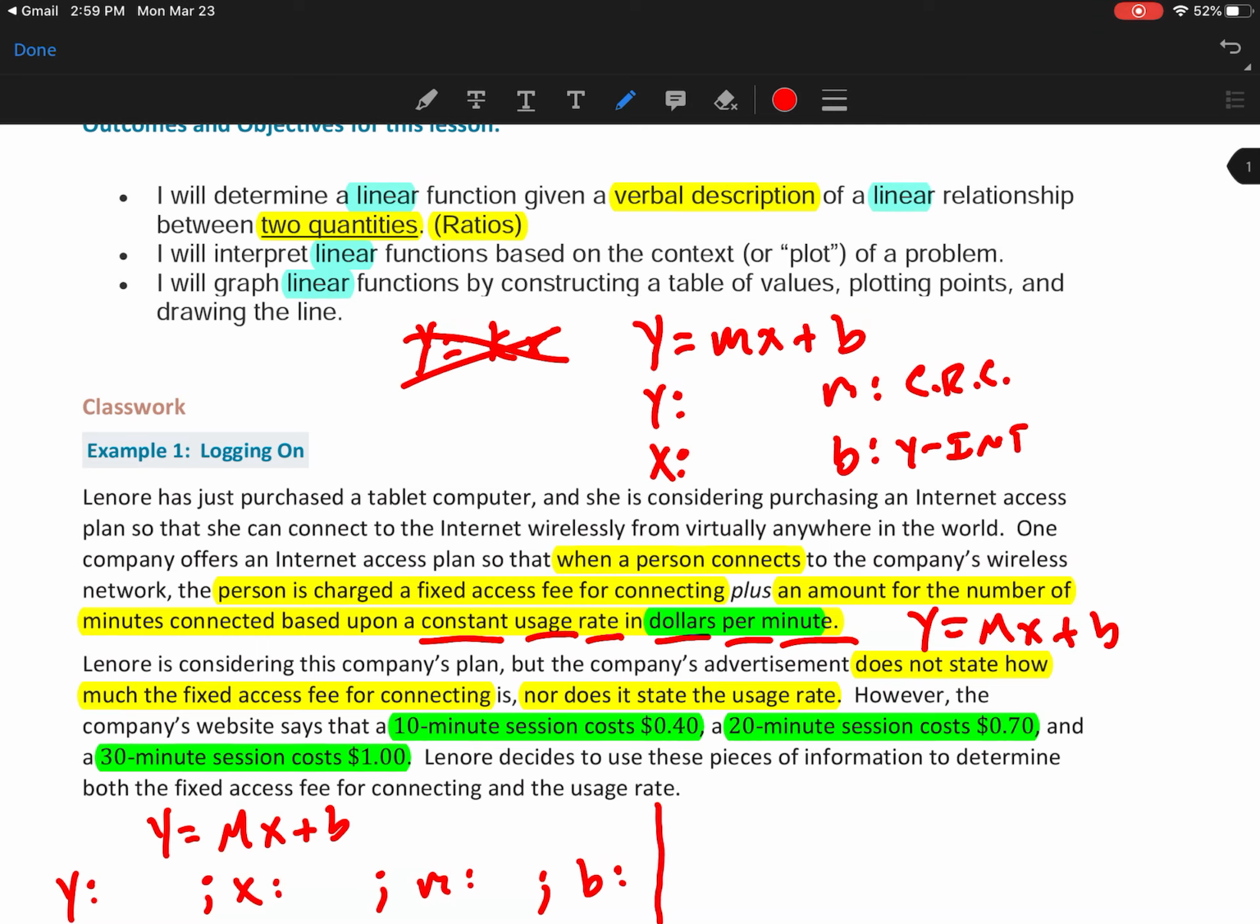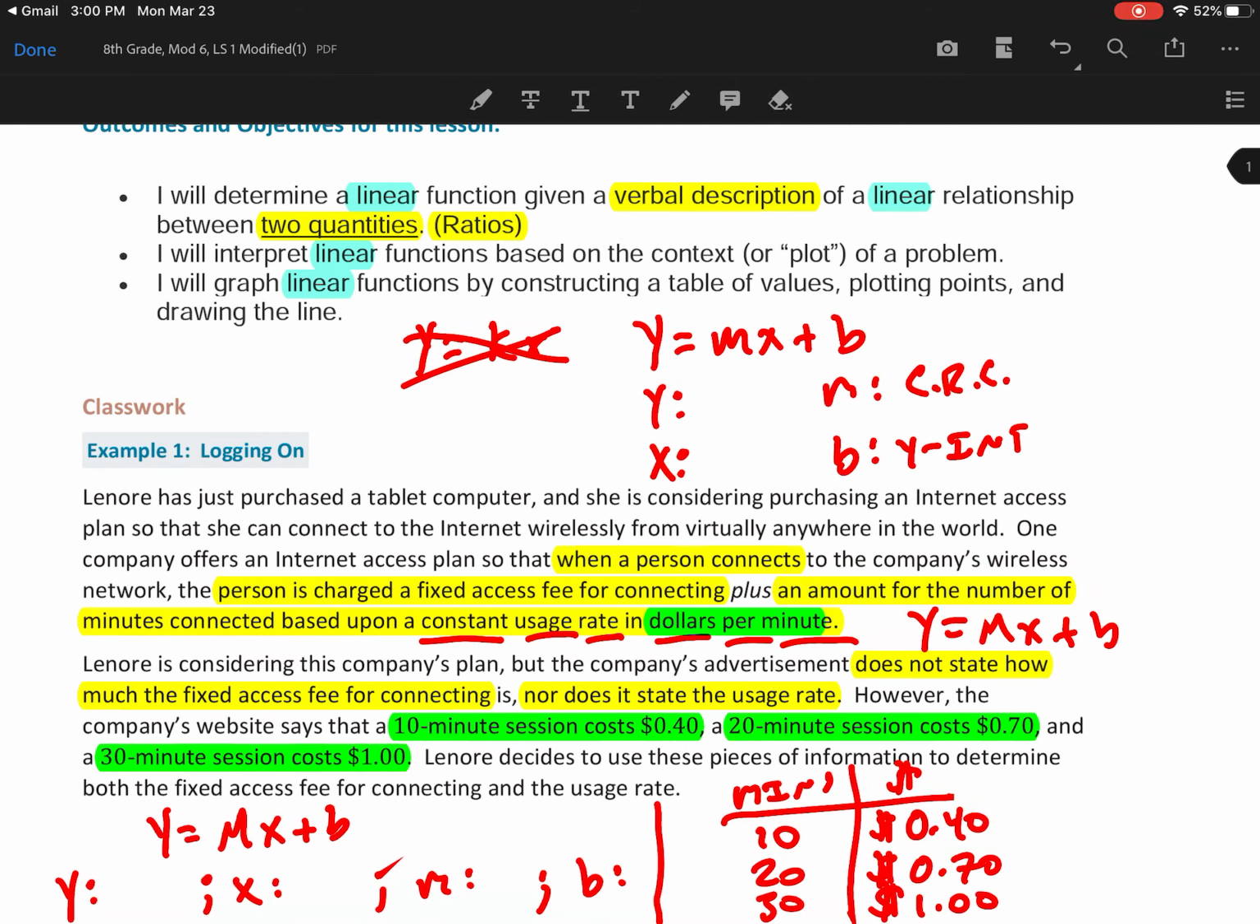And also, we have been given 3 ratios. Those ratios are comparing minutes to dollars. When minutes are 10, money is 40 cents. When minutes are 20, money is 70 cents. And when minutes are 30, money is $1. A number of us might already be recognizing a pattern in there. When we increase minutes by this amount, there's a corresponding increase in cents.